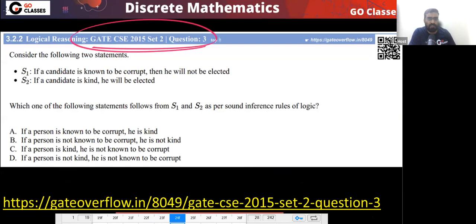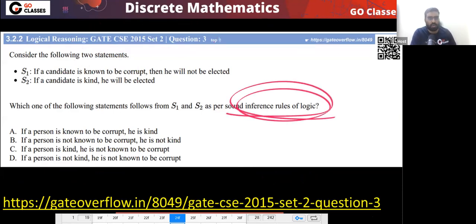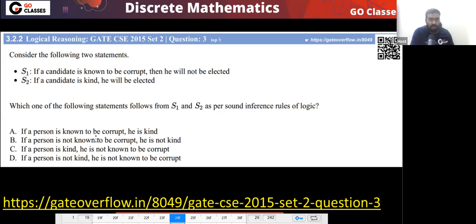This is a GATE 2015 question. Again, on the argument, this rule of inference, the question is talking about the argument basically. Two statements are given to you. Let's look at these two statements and tell me the answer. First of all, you convert these statements into propositional logic format.